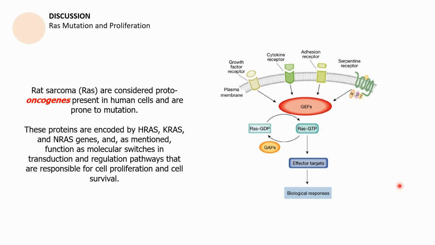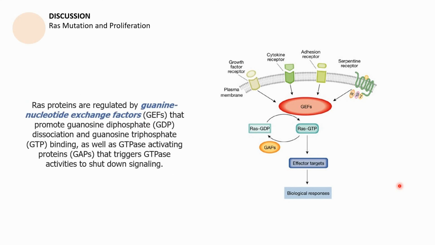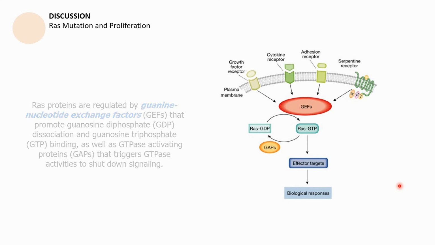So these proteins are encoded by HRAS, KRAS, and NRAS genes, and as mentioned, function as molecular switches in transduction and regulation pathways that are responsible for cell proliferation and cell survival. Now, RAS proteins are regulated by guanine nucleotide exchange factors, or GEFs, that promote guanosine diphosphate dissociation and guanosine triphosphate binding. So yung switch on and off, okay, as well as GTPase activating proteins that trigger GTPase activities to shut down signaling are being affected.